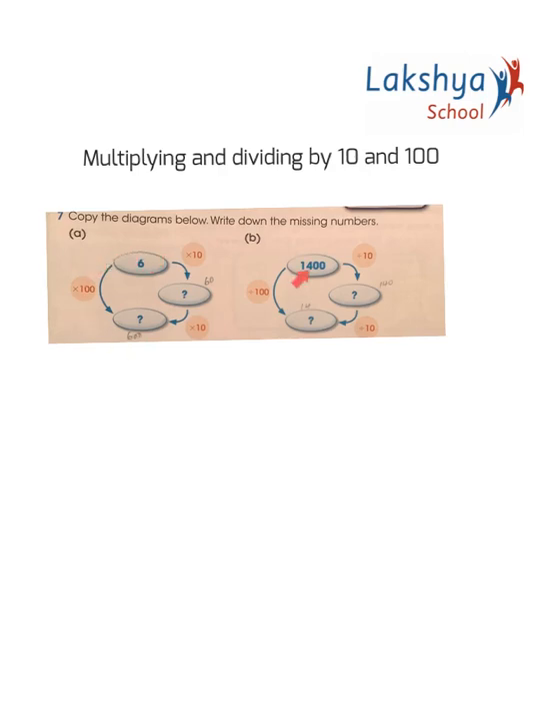Let's solve B. 1400 when divided by 10 we get 140. 140 when divided by 10 we get 14. In the same way, 1400 when divided by 100 we get 14. When we multiply a number, we add on the extra zeros. When you divide the number, we take away the zeros.